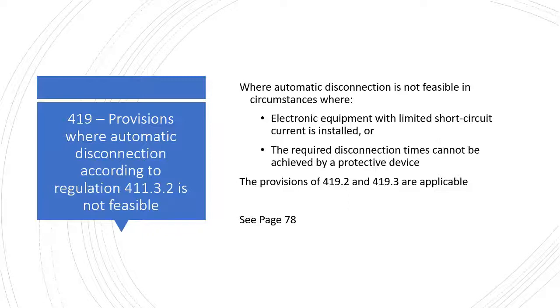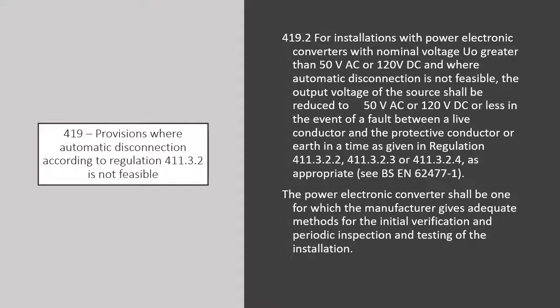There are provisions now. There's a couple of new regs, 419.2 and 419.3, about where required disconnection times cannot be achieved. Let's just have a look at those. 419.2, for installations with power electronic converters with nominal voltage greater than 50 volts AC or 120 volts DC, and where automatic disconnection is not feasible, the output voltage of the source shall be reduced to 50 volts or 120 volts or less in the event of a fault between live conductors. So the electronic equipment should itself regulate the voltage back down to 50 volts. And the power electronic converter shall be one that the manufacturer gives adequate methods for initial verification and testing as well.